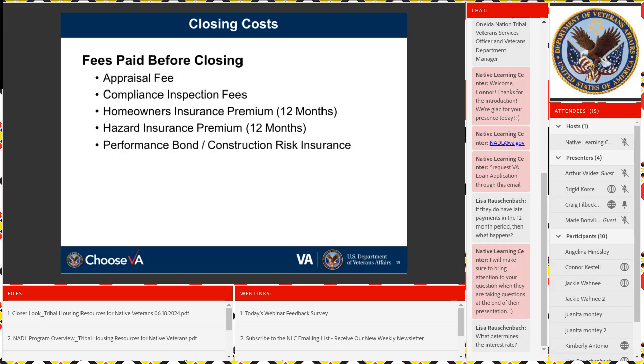Okay, so we already talked about appraisal fee, compliance fee. We talked about homeowners insurance. Pretty much talked about all these hazard insurance, performance bond. These are all items to keep in mind when applying for a Native home loan. But really, like I said, the regular loan guarantee program for veterans, if someone were to get a home loan outside of the VA, these are all standard fees that come due, which are usually prepaid out of pocket before the home closing.